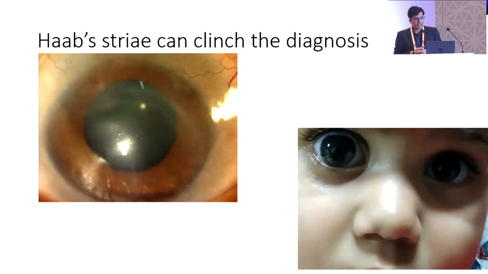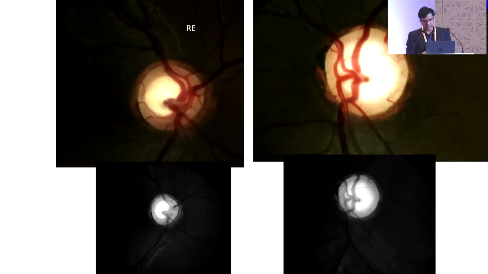So if you have a child like this, where the corneal diameters are large and you have Haab's striae, it's almost a sine qua non of glaucoma. It is more or less glaucoma. It's very rare these days, with forceps delivery and trauma at birth, that this is not glaucoma. If there are large corneas and Haab's striae, you can think that there is glaucoma.